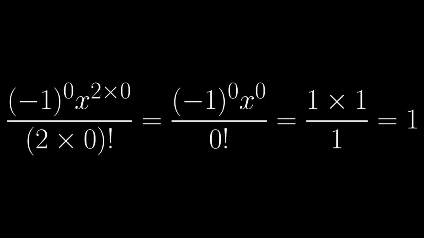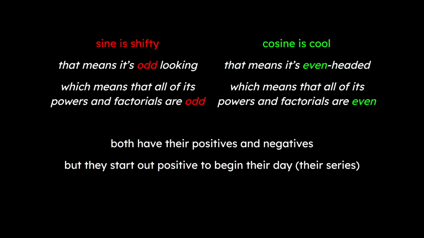First term is actually -1 to the 0th power times x to the 0th divided by 0 factorial, which equals 1. To help remember the difference, remember that sine is shifty, so it has all the odd powers in factorials. Cosine is cool, which means that it's even, has all the even powers in factorials, including 0. Both have their positives and negatives, but they start out positive to begin their day, meaning to begin their series.